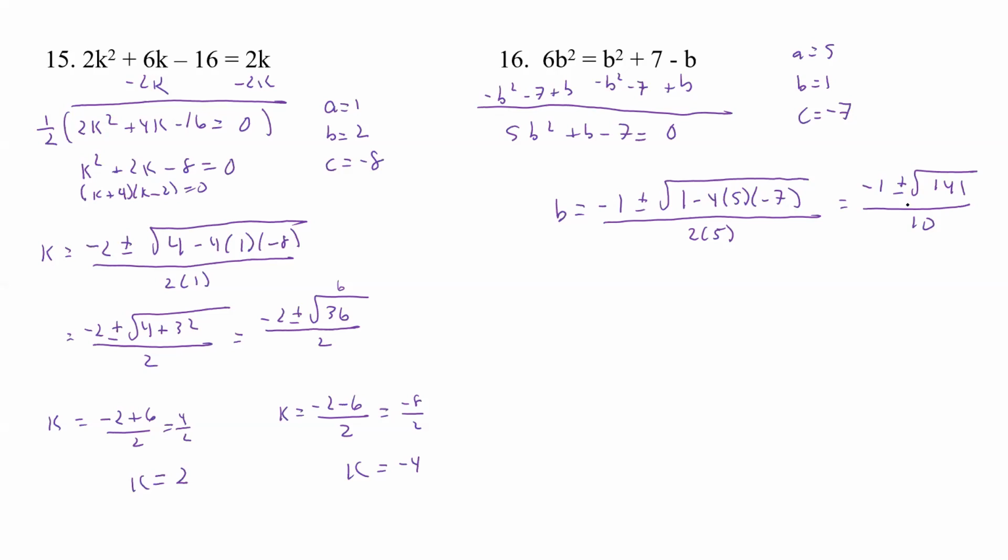Now the 141 we can't simplify, so we get b equals -1 plus the square root of 141 over 10, and we get b equals -1 minus the square root of 141 over 10. And so we get those two solutions to this problem. Now this is one where we wouldn't have been able to factor to get it, and that's why we really have to use the quadratic formula in this case. And that's all I have for this section.